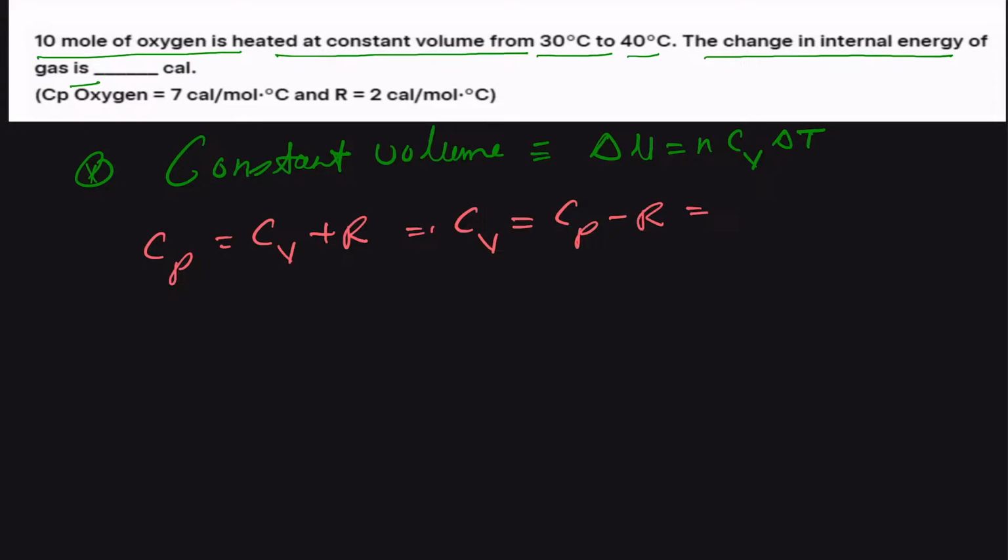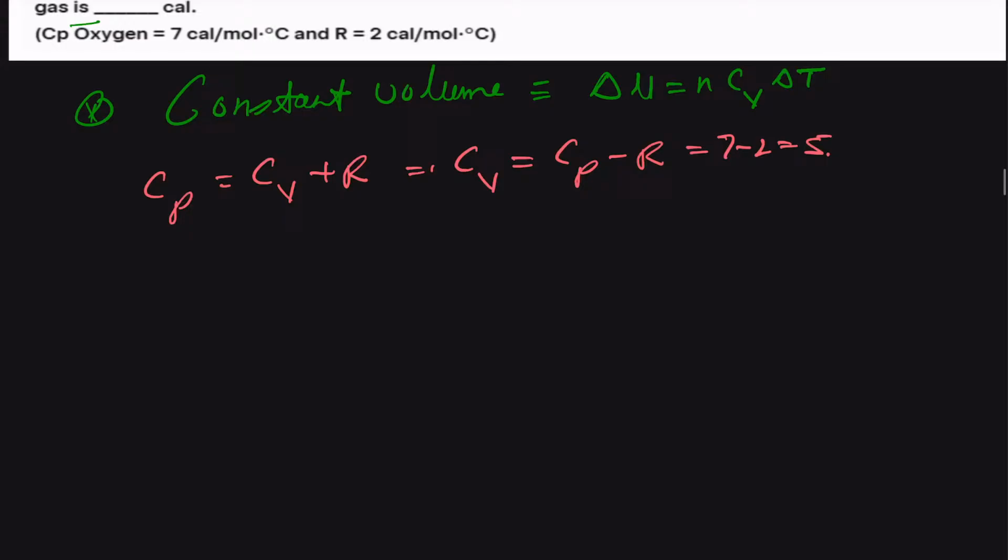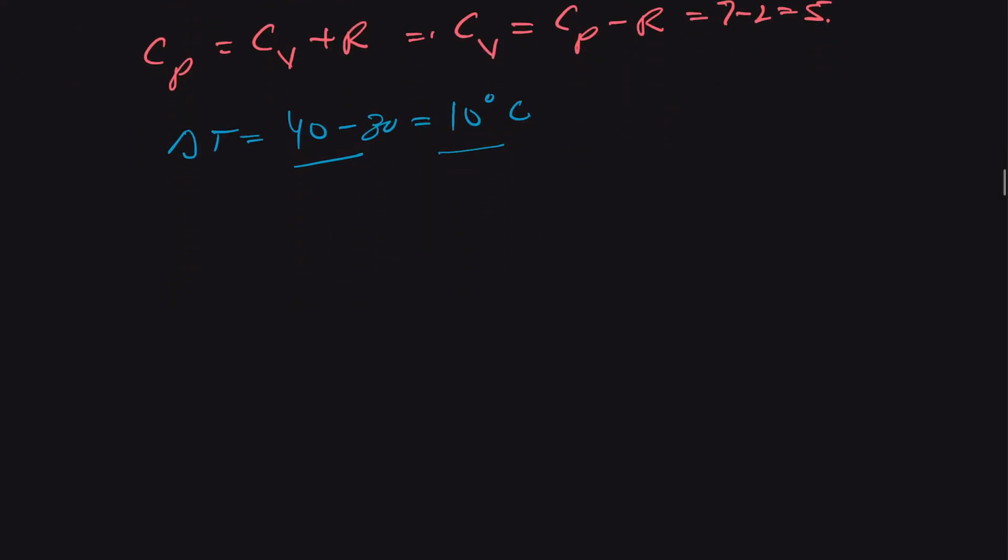We are given that CP is 7 and R is 2. This is 7 minus 2, giving us 5. And the change in temperature, that is our delta T, is 40 minus 30, which gives us 10 degree centigrade. There is no need to convert into Kelvin. Usually we do the calculation in Kelvin, but we need to find the difference. So the difference will always be 10 degrees, whether we solve it by centigrade or by Kelvin.